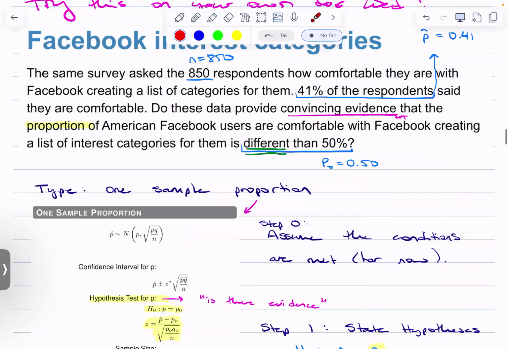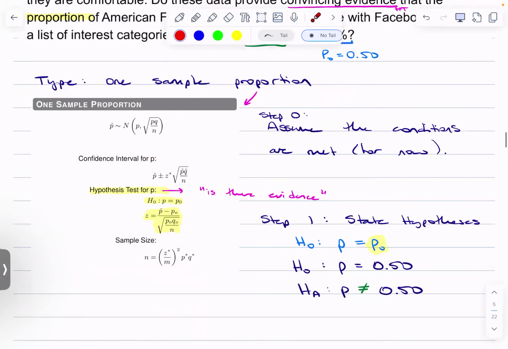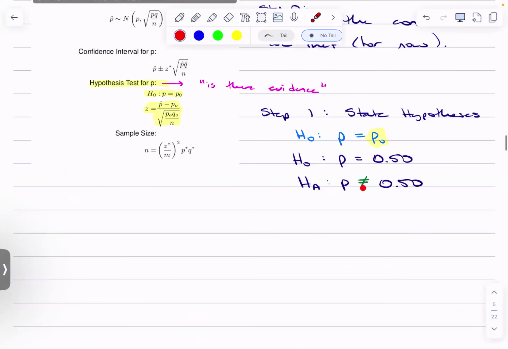But it could say, is it larger than 50%? I can already say no, because 41% is less than 50%, so we can't use it to prove that it's greater than. Okay. But those are our three options here for our alternative hypothesis. But let's stick to the proper one for now. Okay. Step one, done.